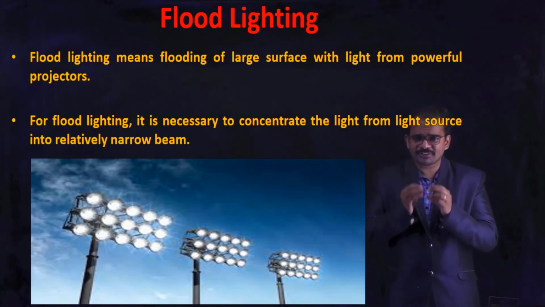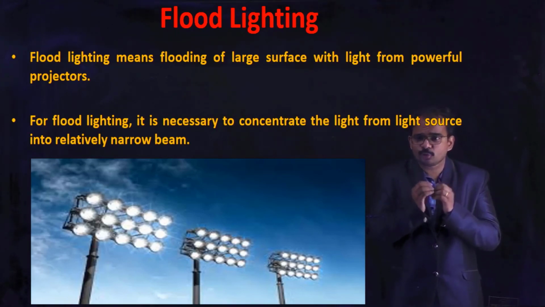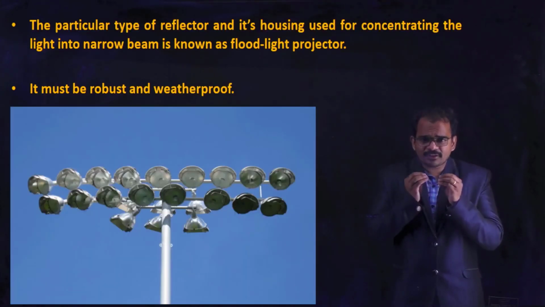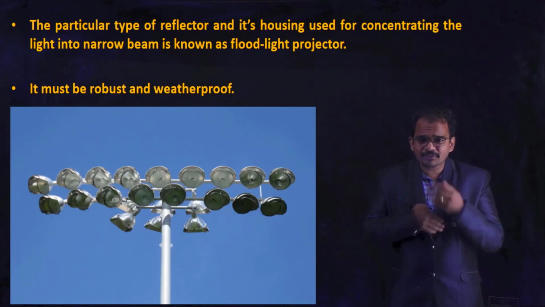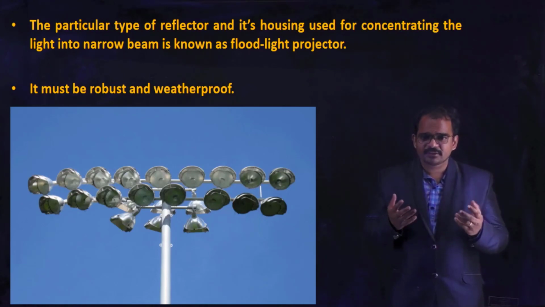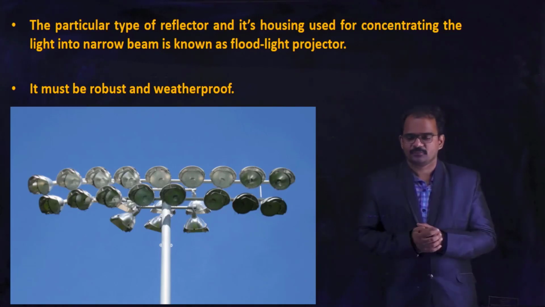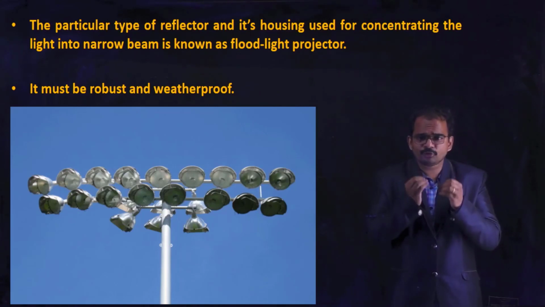For this flood lighting, it is necessary to concentrate the light from the light source into a relatively narrow beam. So the particular type of reflectors and housing used for concentrating the light into a narrow beam is known as a floodlight projector. So how do we project a narrow beam of light? The narrow beam of light is produced by means of a device called a floodlight projector.